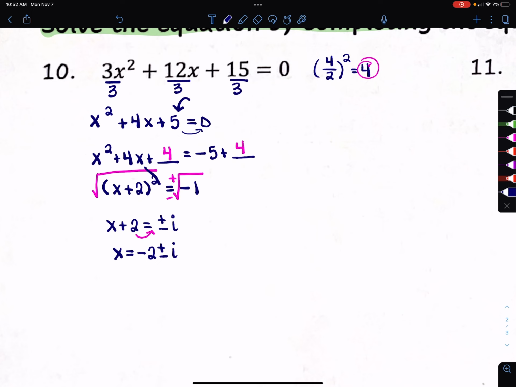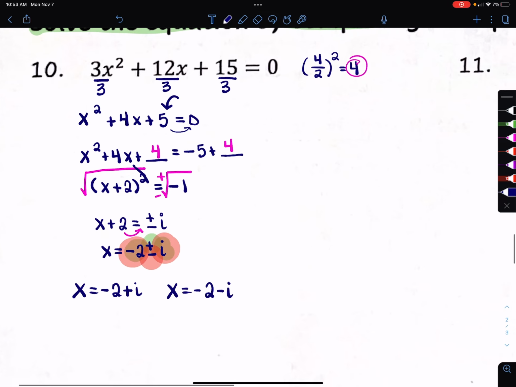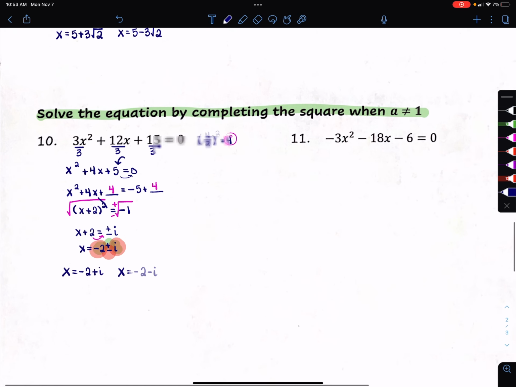Right? Now on this one here, we have our 2 solutions. The first one is negative 2 plus i. So x equals negative 2 plus i. And our second solution is negative 2 minus i. So x equals negative 2 minus i. All right, this is a great time to pause the video, work on number 11, and then come back and check your answers for number 9 and 11.